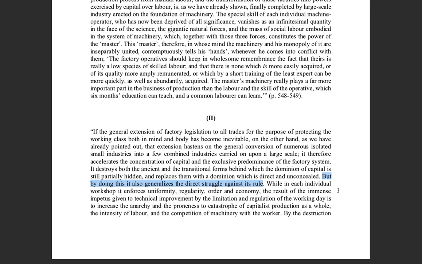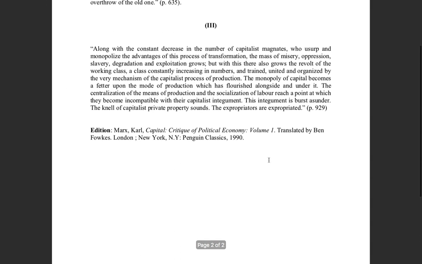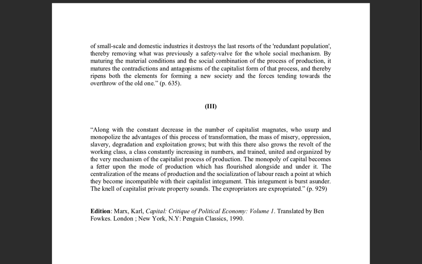And what this means is that it creates a kind of class which Marx considered to be capable of overthrowing capitalist production and replacing it with something else. So we see, by maturing the material conditions and the social combination of the process of production, it matures the contradictions and antagonisms of the capitalist form of that process.